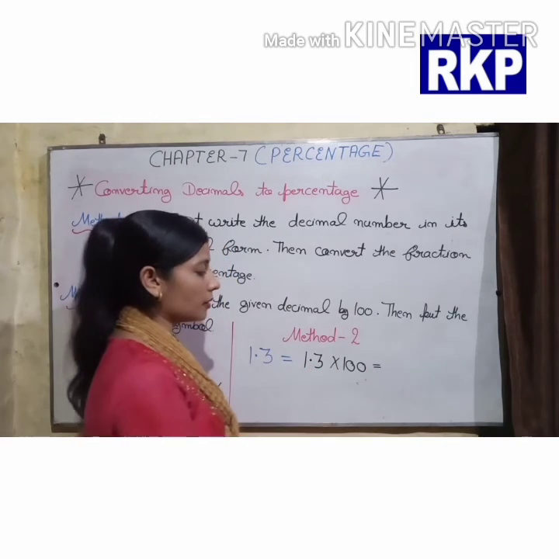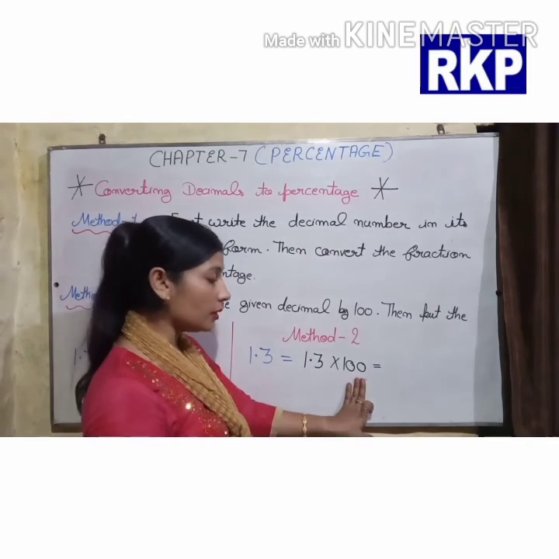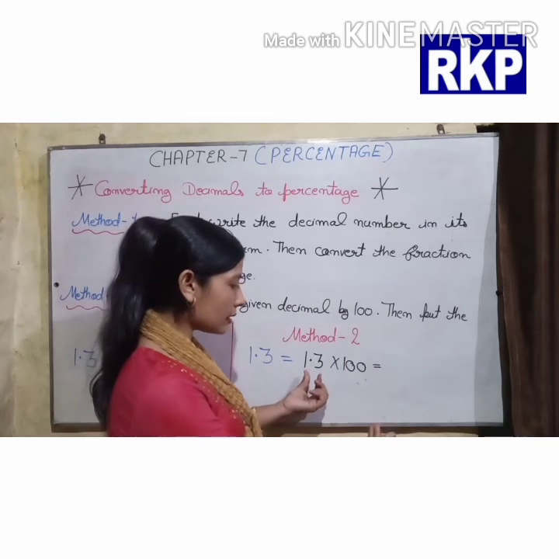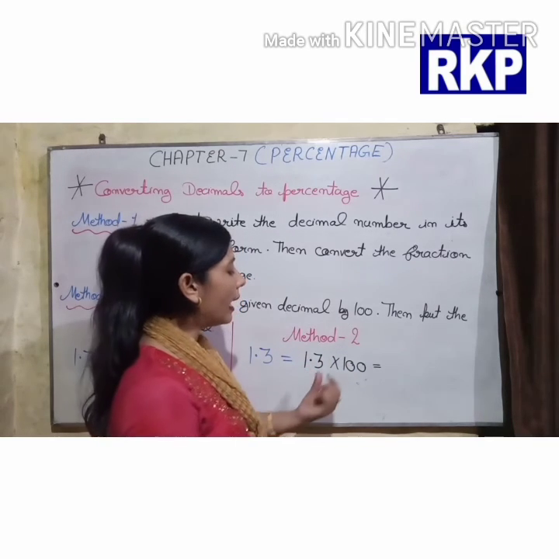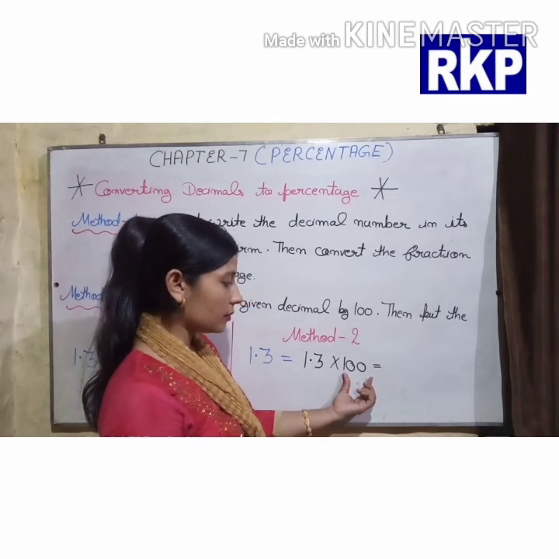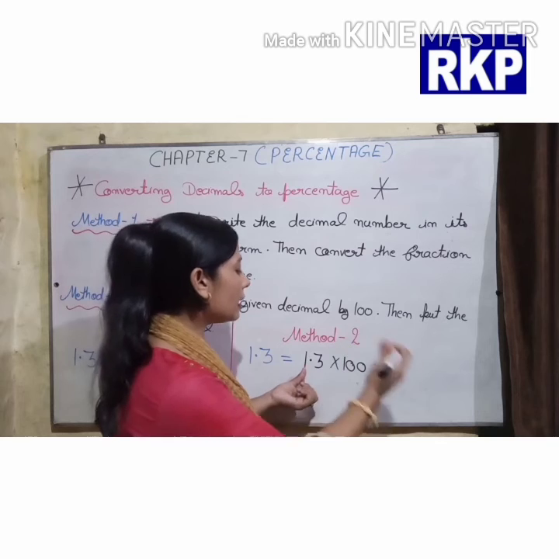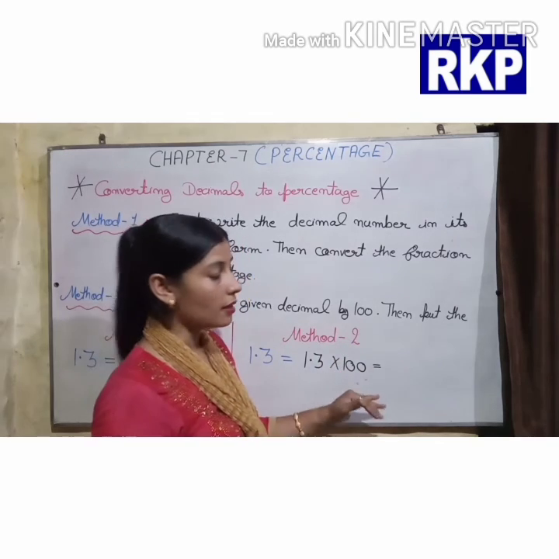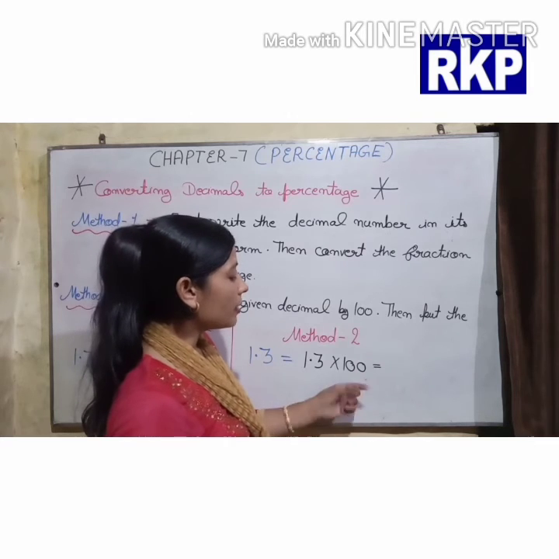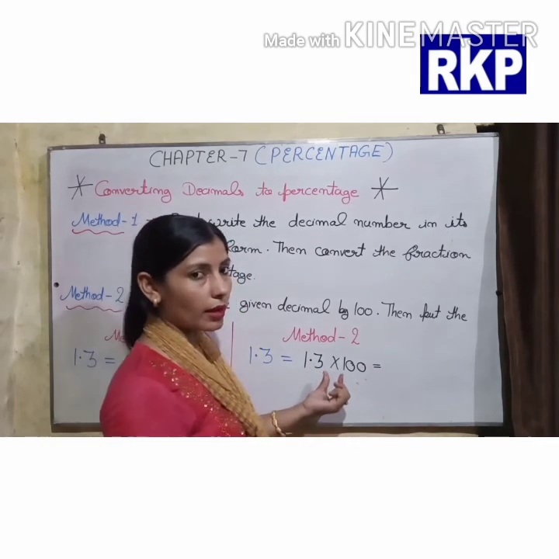the right side. Okay, if we multiply any decimal number with 10, then we shift the decimal point only 1 digit to the right side, and if we multiply any decimal number with 1000, then we shift the decimal point 3 digits to the right side. Means what does it depend on, beta? It depends on how many zeros we have. Here we have 2 zeros, so only 2 digits will shift to the right side.